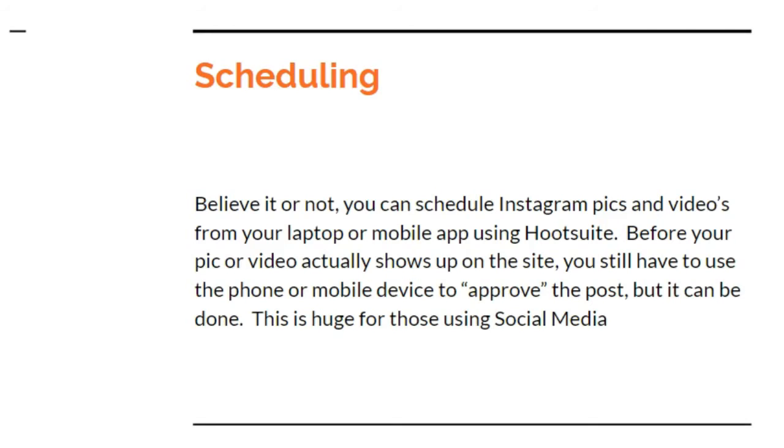Believe it or not, you're now able to schedule Instagram pics and videos from your laptop or your mobile using an app called Hootsuite. It happens before your photo or your video actually is going to show up on your Instagram account. You still have to use the phone or mobile device to approve the post, but it can be done. A lot of people find this a huge boost for their social media usage because now they're able to schedule their posts and not take the time of looking for something and editing it and so on.